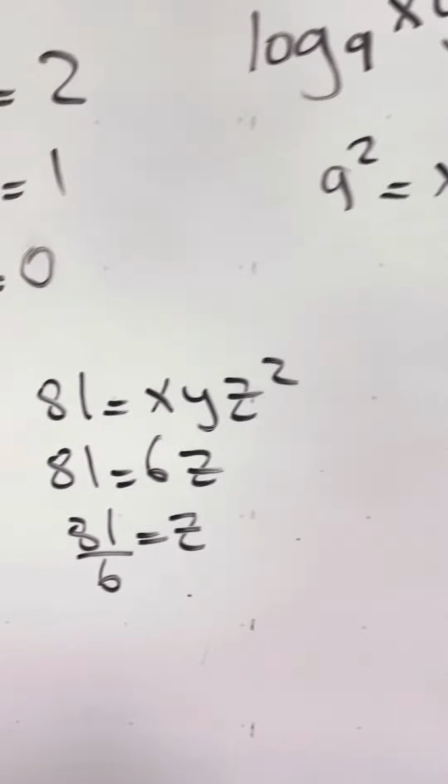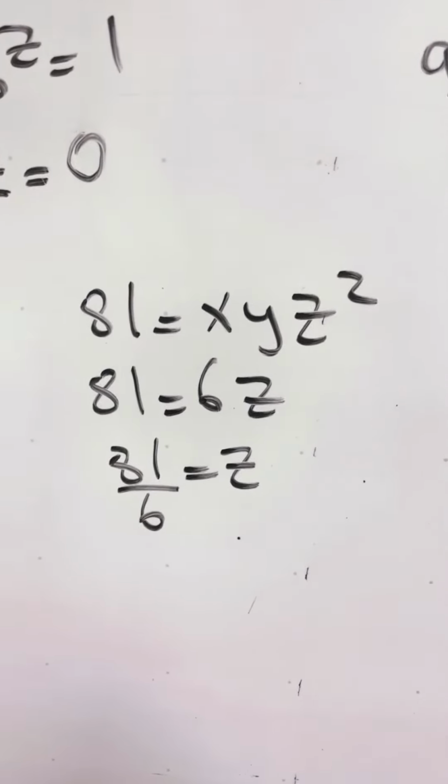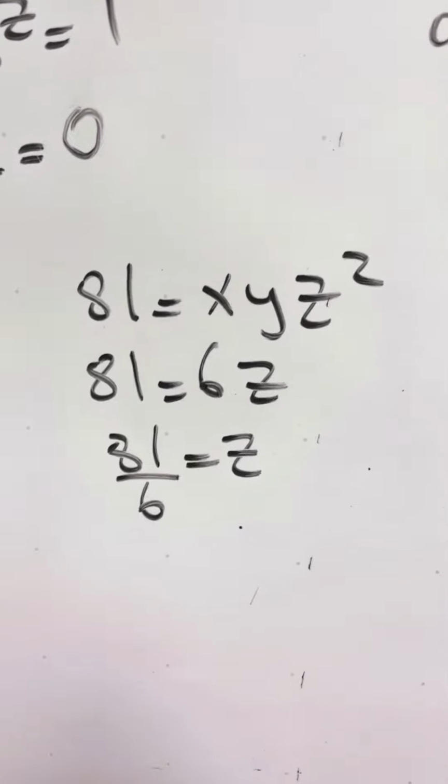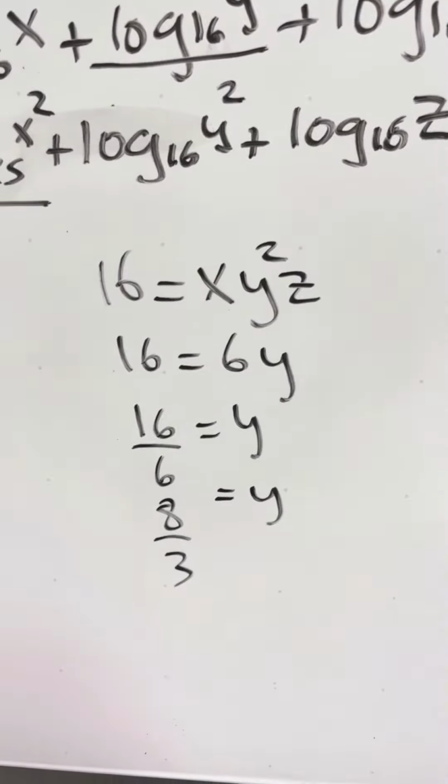Using this fact, we can make the substitution into one of our equations, which was 81 is equal to x times y times z squared. This means that 81 is equal to 6z, and z is equal to 81 over 6. Using the same process, we get y is equal to 8 over 3, and x is equal to 1 over 6.